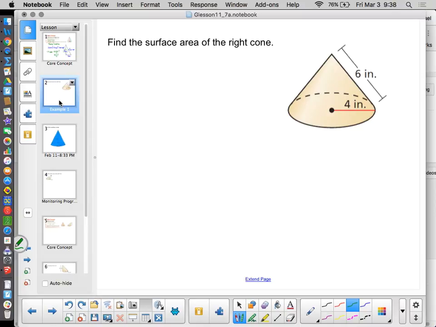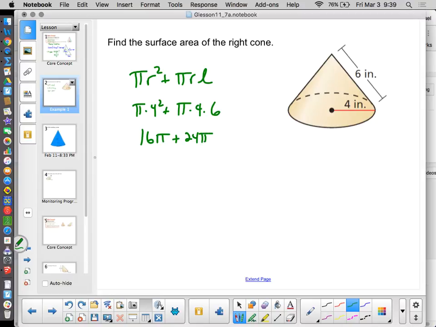Something to keep straight. Here I give you the radius, I give you the slant height, there's nothing to solve, so it says find the surface area. We simply use our formula, pi r squared plus pi r l. My radius is 4, so that's pi times 4 squared plus pi times the radius times the slant height. That's 16 pi plus 24 pi equals 40 pi. And now we give a context. What units are we going to use? Well, it is an area, so we're going to use units squared, so inches squared. That's all there is to it.